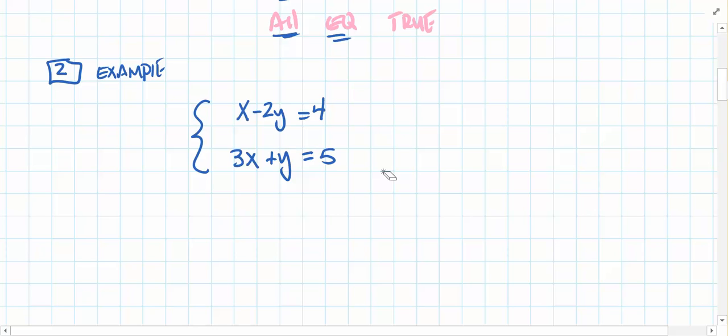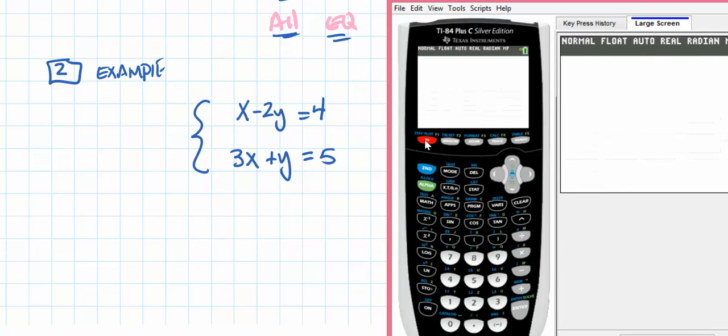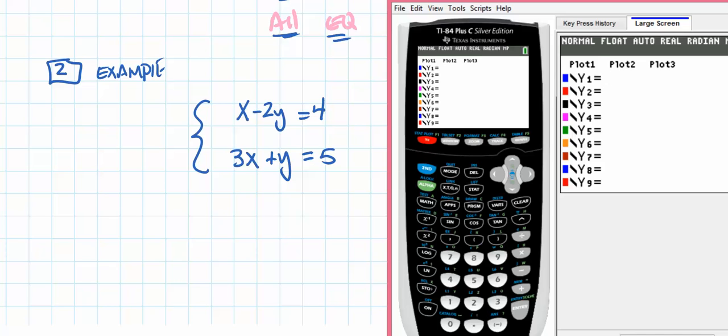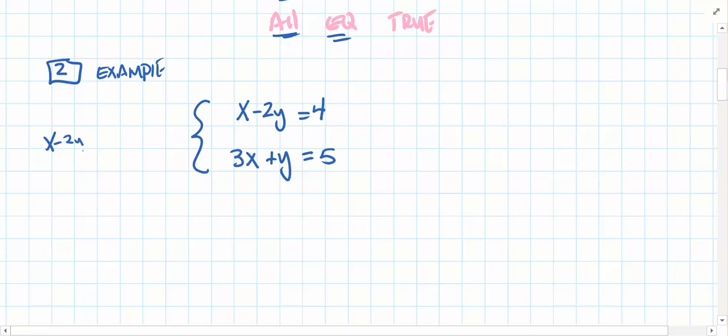This section is all about graphing and using tables, so we're going to graph and use tables to solve this. Let me bring up my calculator. Okay, here's mine, and I'm going to go to the y equals button and enter these two equations. You'll notice that I can only solve for y in my calculator, so I need to solve this equation for y first. So I have x minus 2y is equal to 4, so negative 2y is equal to negative x plus 4. If I divide by negative 2 everywhere, I get y is equal to 1 half x minus 2.